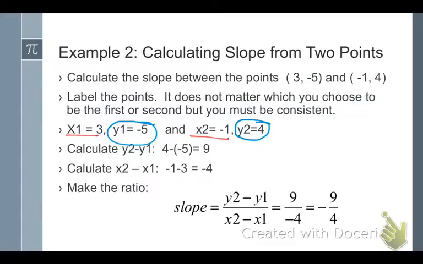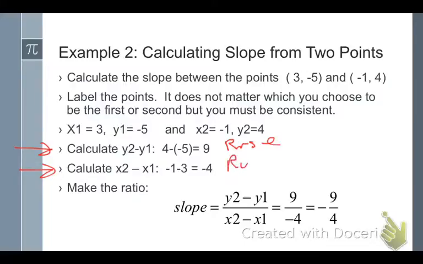So if you write the change in y, write the rise out first, and then below it write the run, so 9 will be the rise, -4 will be the run, then you're more likely to make the fraction in the right order with the right thing on the top. So the rise is on the top, the run is on the bottom.